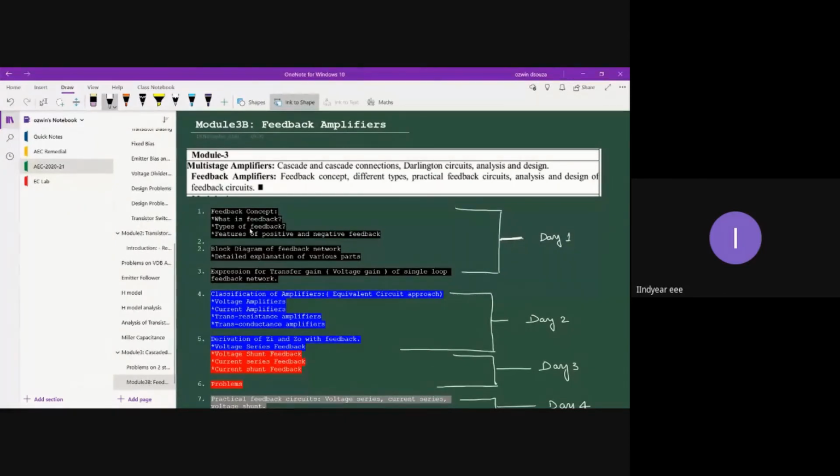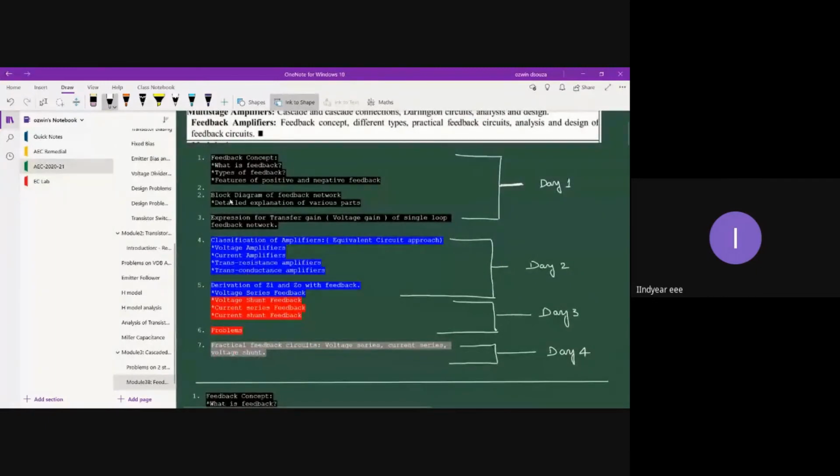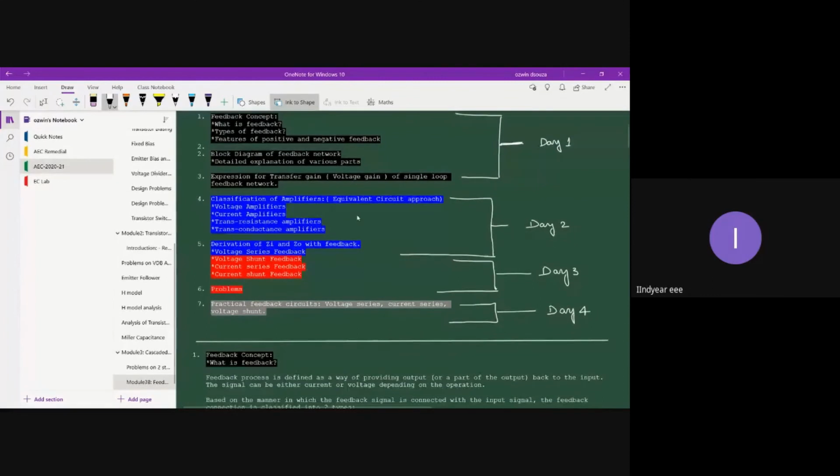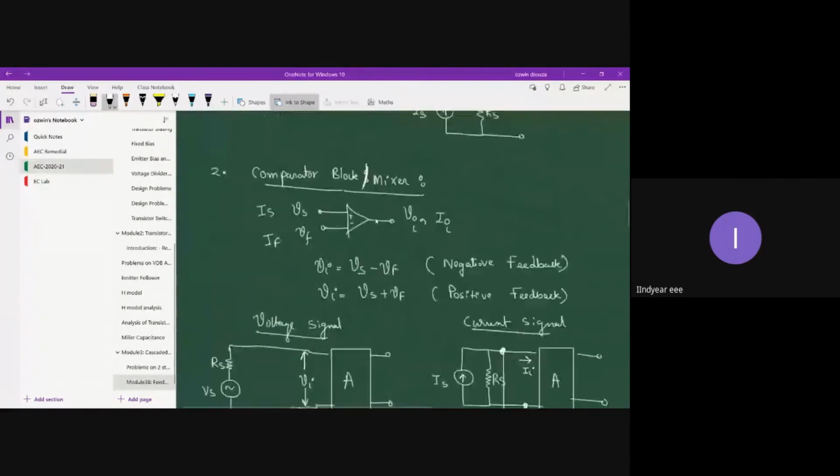Then we looked at the block diagram of the feedback network. In the block diagram we explained all the parts, starting from the source signal to the feedback block, and finally we derived an expression for the transfer gain. Here in the bracket I've written voltage gain because this transfer gain can be anything. It can be voltage gain, current gain, or the resistance ratio, or the conductance. So that is what we did in today's class.